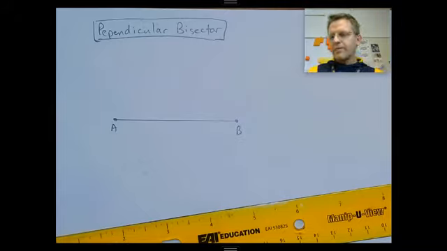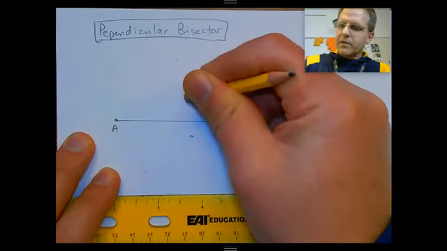So we have line AB, and what we would, sorry, I got some marks on my paper. I'm not sure how that happened.